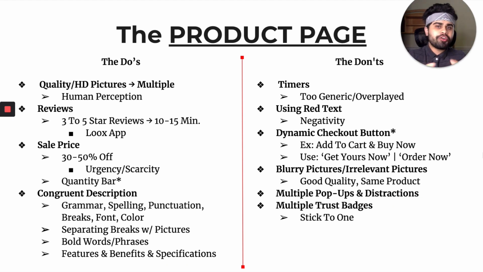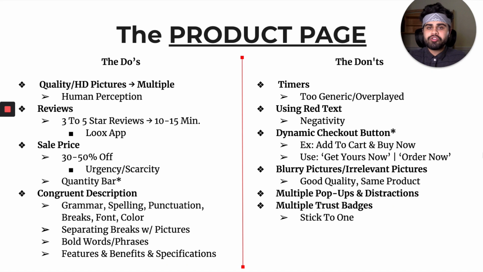Don't just have one or two. Have multiple pictures in different angles, in different colors. If you have different variants, have all those pictures as well. Then I say human perception, right? I usually always like to have a human showcasing, displaying, or holding the actual product, right?